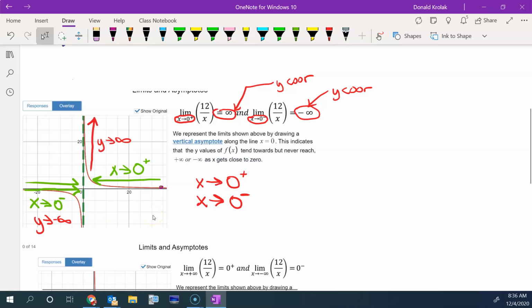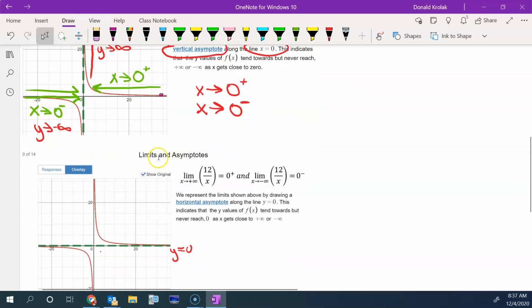Right? And when that happens, when you get infinity and infinity, that means there's something invisible right here that's making the graph bend. And that invisible line is a vertical asymptote. And it would have an equation x equals whatever this coordinate is. In this case, x equals 0.